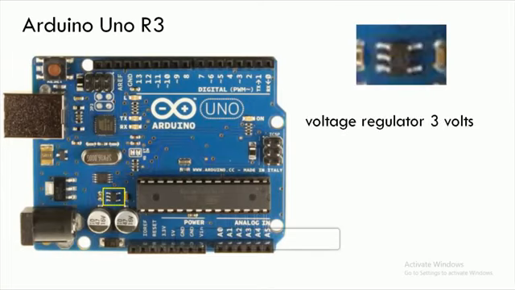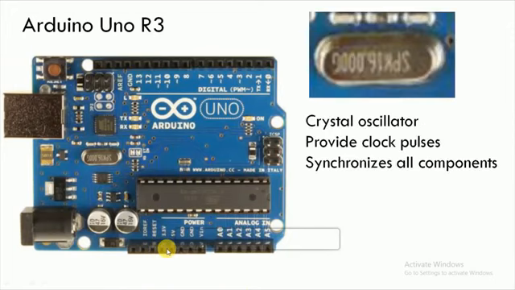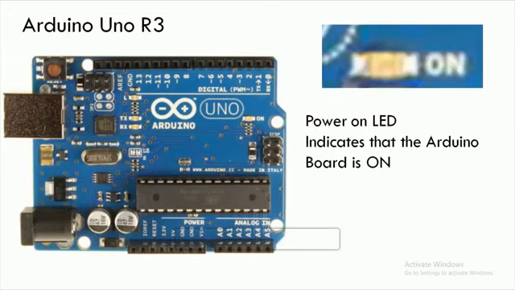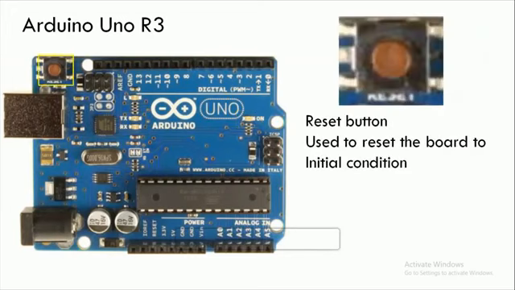This is the 3 volt regulator and used for the 3.3 volt output pin, which is available here. This is the crystal oscillator. Obviously it provides clock pulse and synchronizes all the components that are used with this board. This is the transmitter and receiver LEDs. It blinks when the program is uploaded or the data is sent or received serially. This is the power on LED, which is used to indicate the board is on. This is the reset button used to reset the board to the initial condition.